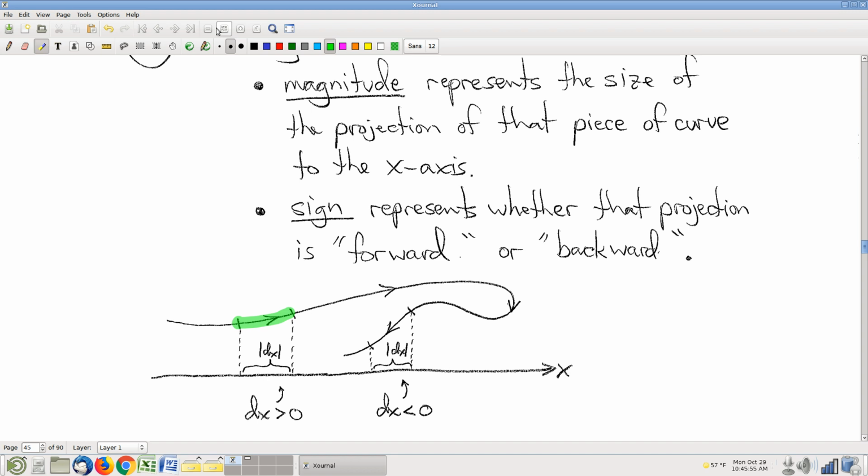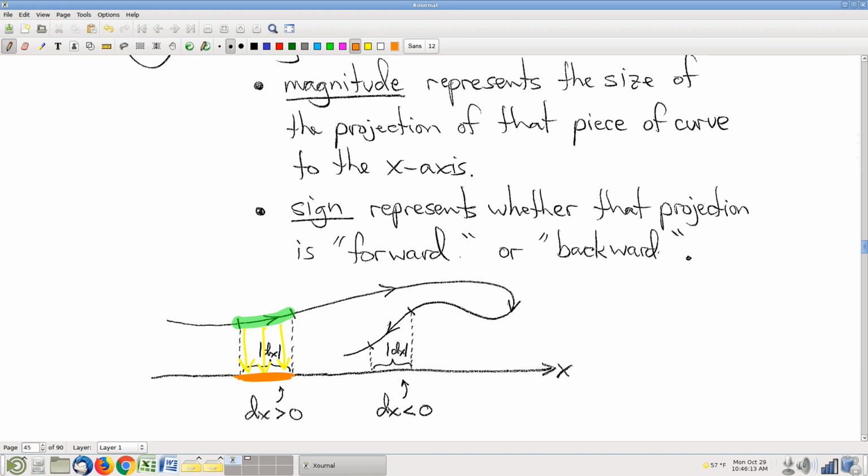Let's suppose that I were to do a projection of this piece of curve down to the x-axis. Let's look at the shadow of that piece of curve on the x-axis, and that shadow looks like this. And there are two things I can say about that shadow.